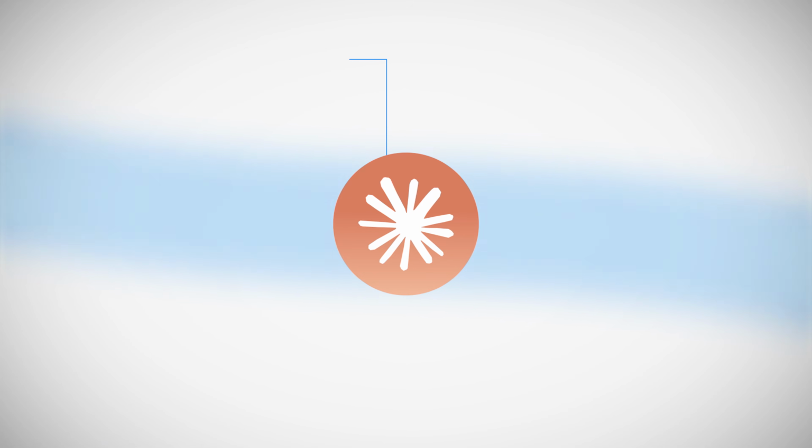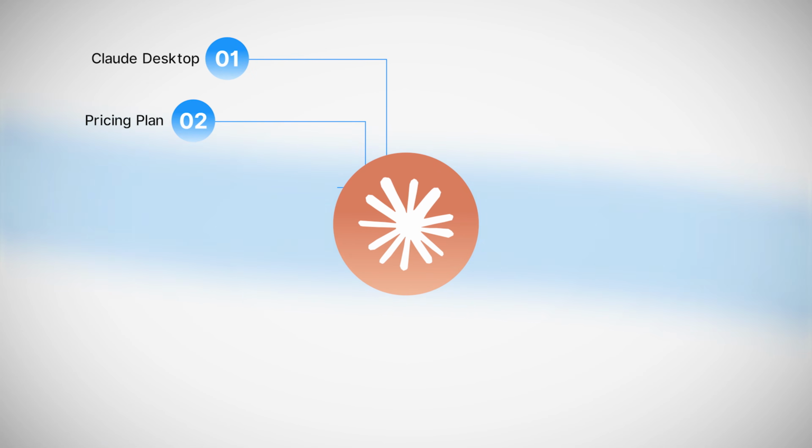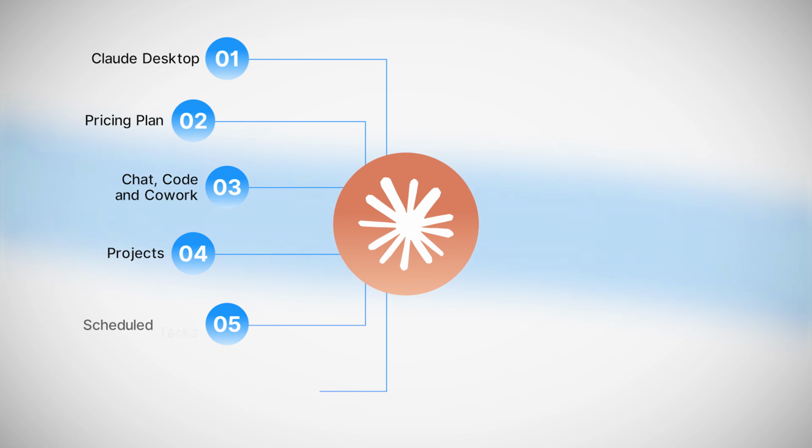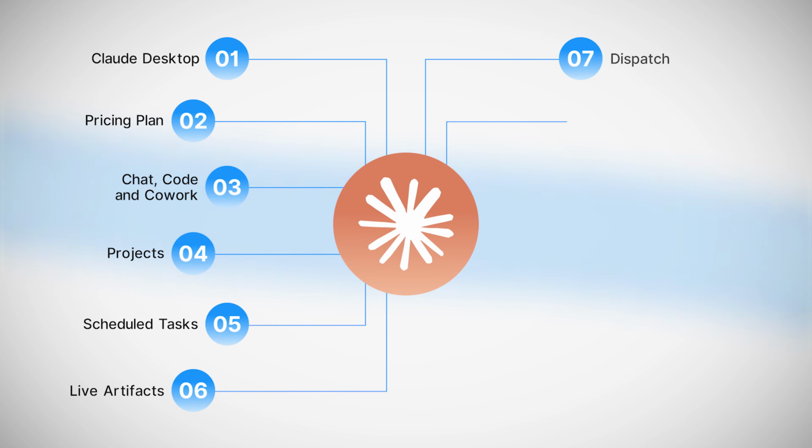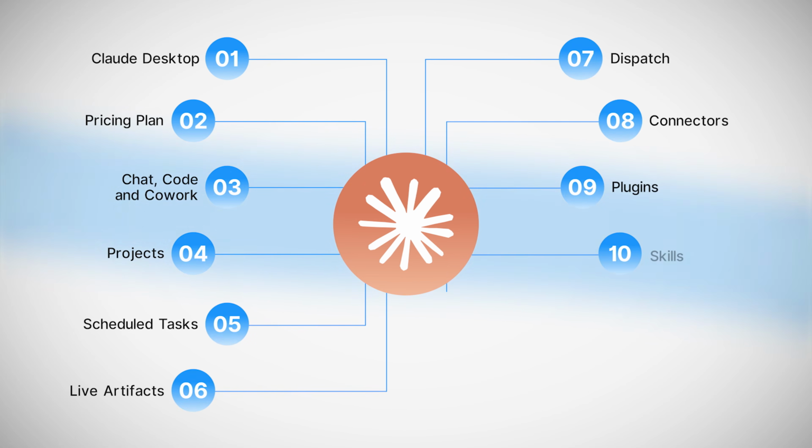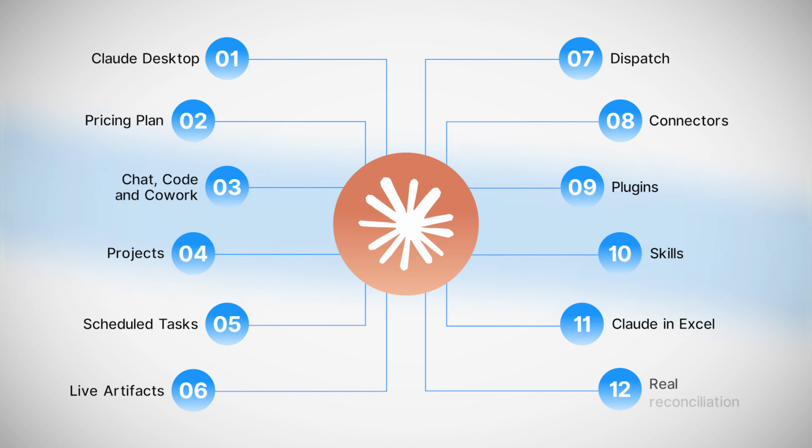So you've now seen the desktop, you've seen the pricing plans, you've seen the 3 core modes of chat, code, and Cowork, and then the 8 layers that sit on top: projects, schedule tasks, live artifacts, dispatch, connectors, plugins, skills, and Claude in Excel. And that really is everything a finance professional needs to know to actually use Claude for real work. Now, the way to actually start is pretty simple.